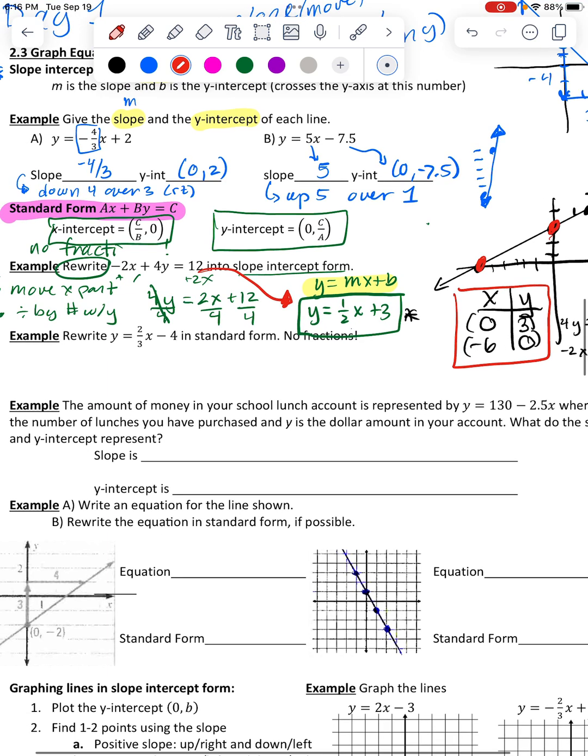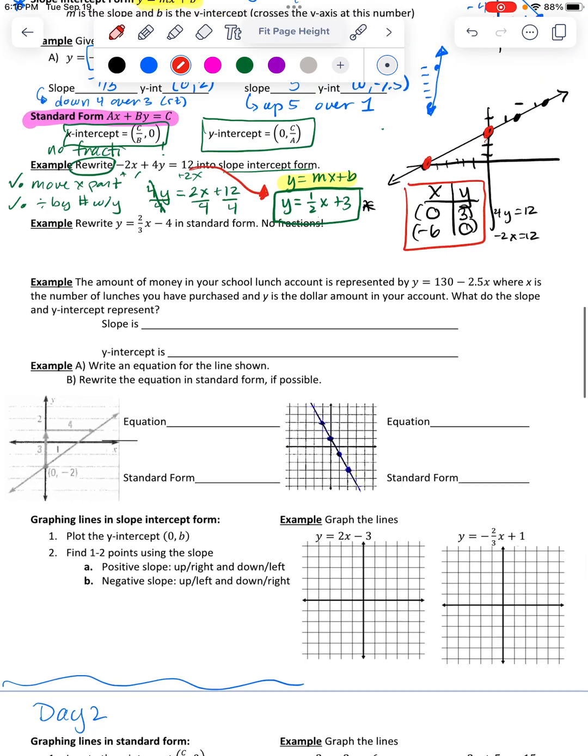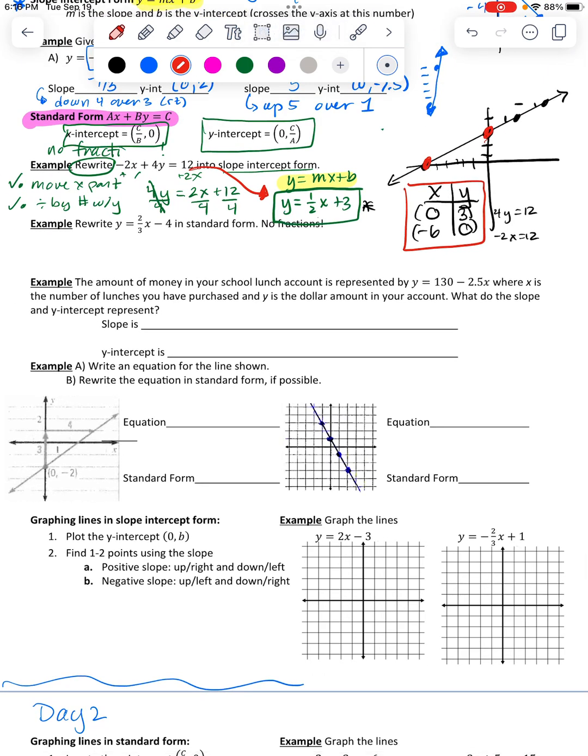Okay, so let's see. We always have the joy of a word problem. The amount of money in your school lunch account is represented by y equals 130 minus 2.5x. X is going to be the number of lunches you've purchased, and y is the dollar amount that remains in your account. So how much money you have is 130 minus 2.5x, and x is the number of lunches that you have bought. So obviously that is going down because it's negative. But that's because as you buy lunches, the money in your account decreases. So it would have a negative slope.